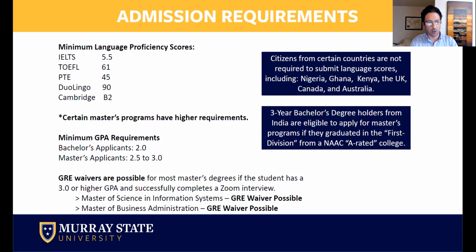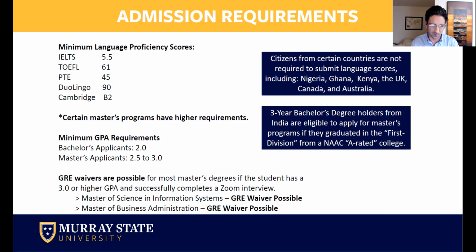And just a little overview here of our language proficiency scores, the required scores in order to apply for admission to bachelor's and master's programs. We accept IELTS, TOEFL, PTE, Duolingo, and we also accept Cambridge exams. You can see our IELTS minimum is 5.5, the TOEFL minimum is 61, PTE minimum is 45, and increasingly we're seeing a lot of students taking the Duolingo test. The minimum Duolingo score is 90. So we do accept the Duolingo test.